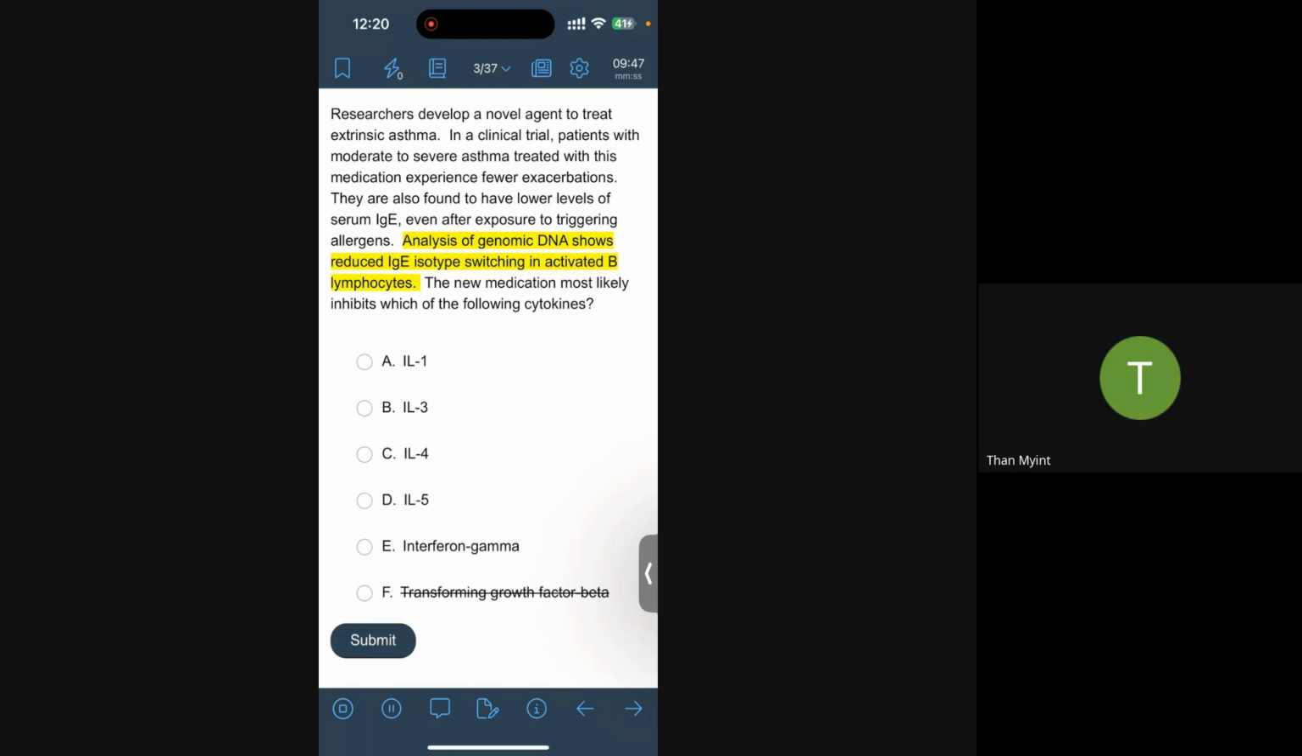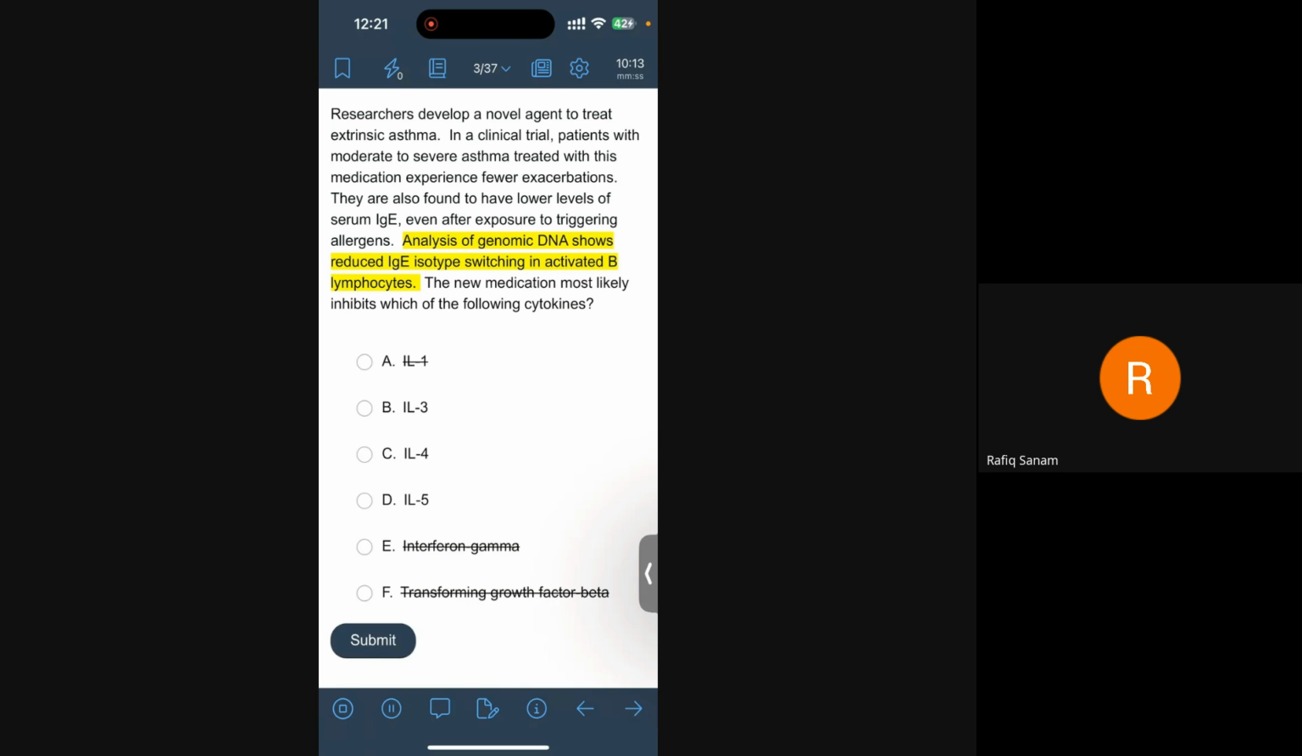Interferon gamma is involved in granuloma formation in TB and sarcoidosis. Interleukin 1 is involved in fever; it is an acute phase mediator involved in fever. Now there are options B, C, and D left.